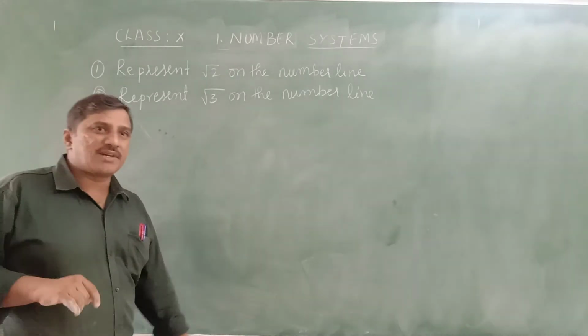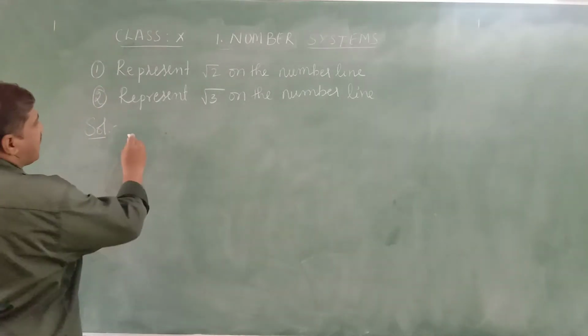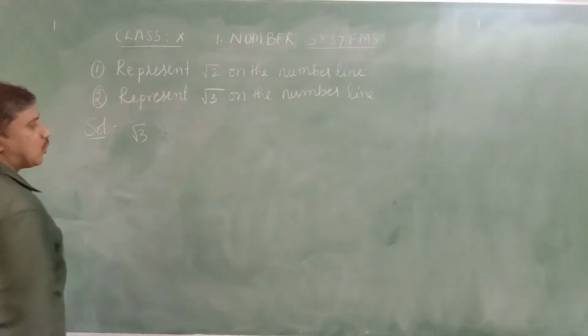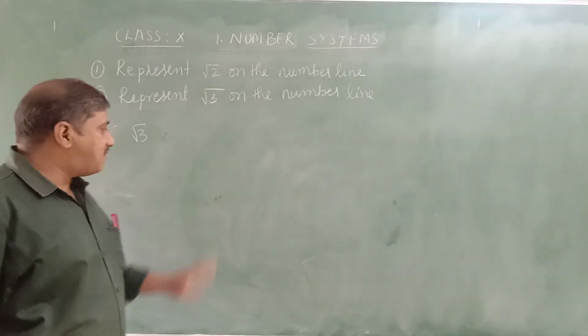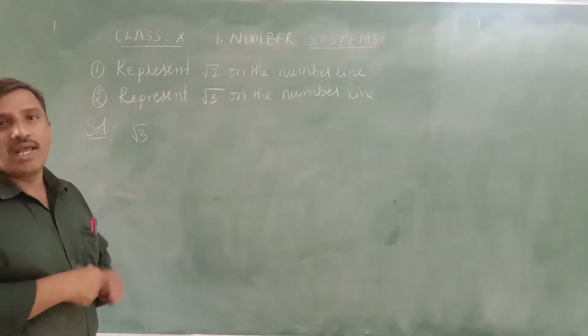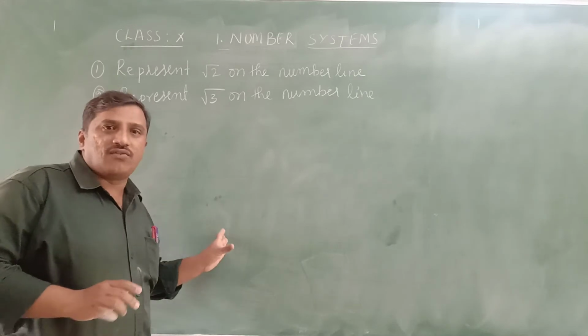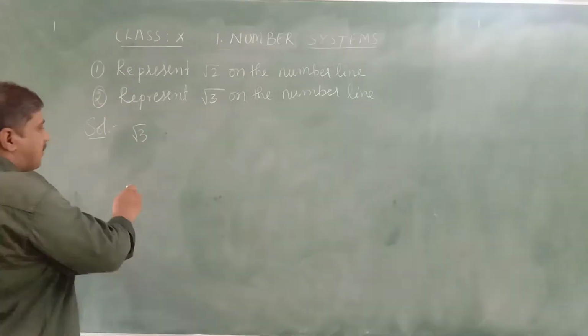Now, how do we represent root 3 on the number line? Yes, root 3. To represent root 3 on the number line, first we have to represent root 2, what we have just learned so far. From there, we will continue to represent root 3.